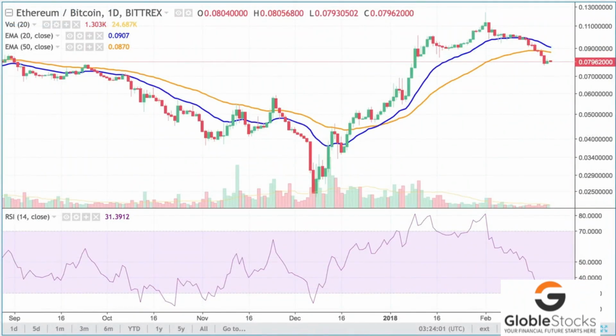In this chart, you're not looking at the price of a cryptocurrency against a dollar. You're looking at the price of a cryptocurrency versus another crypto. In this case, it's Ethereum versus Bitcoin. Each of these candles represents 1 day in price moves, and this is on the Bittrex exchange. Again, I've labeled the EMA 20 period and the EMA 50 period, with the orange being the 50 and the blue being the 20-day. What you'll notice is that the relationship between Ethereum and Bitcoin dropped here in mid-December.